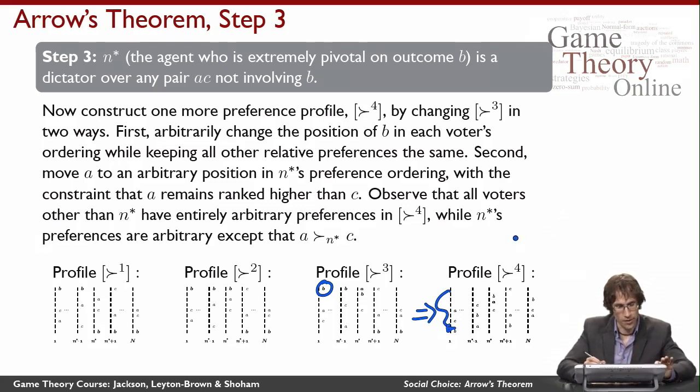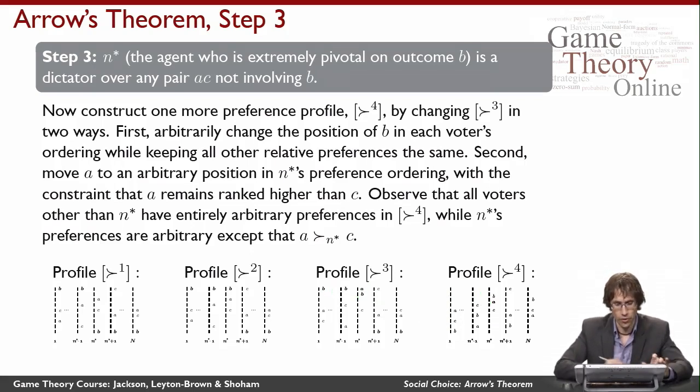Secondly, we're going to move A to an arbitrary position in n star's ordering with the constraint that A is kept higher than C. So let's look at that. Here we have A in a really special place. Here we're just going to stick it further down to here. But we're going to make sure that it's still higher than where C is.